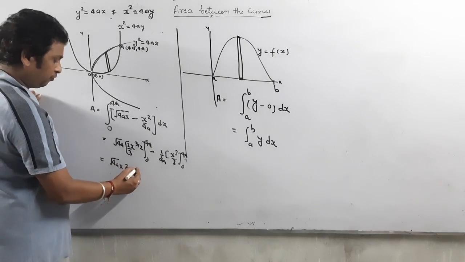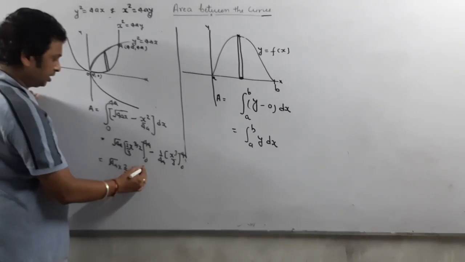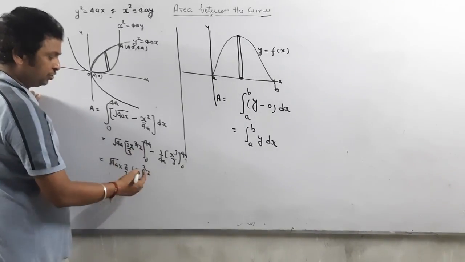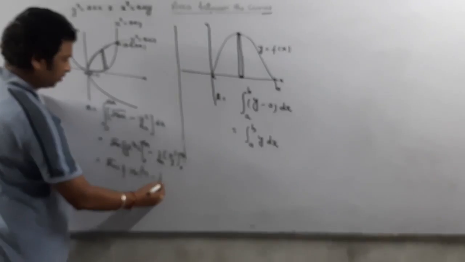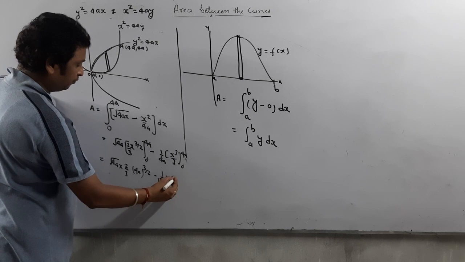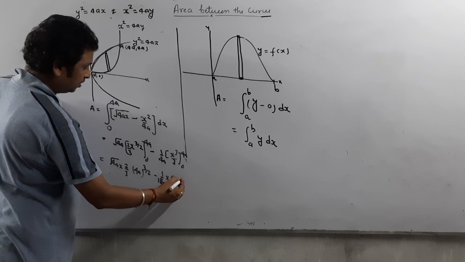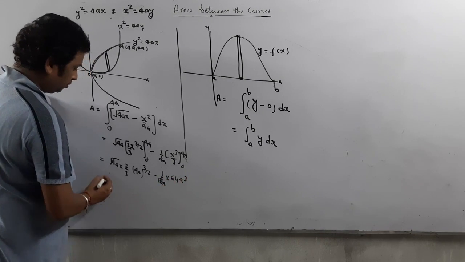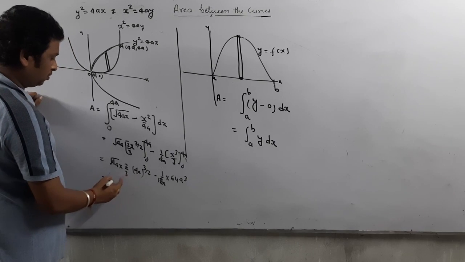x cube becomes 4a to the power 3 by 2. When you put 0, 0, minus 1 by 4a at 12 into 64 a cube.